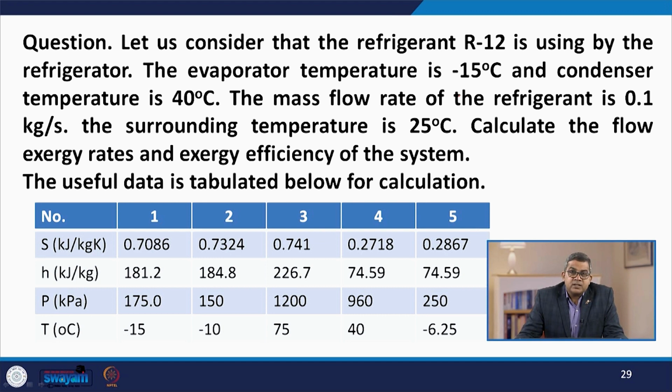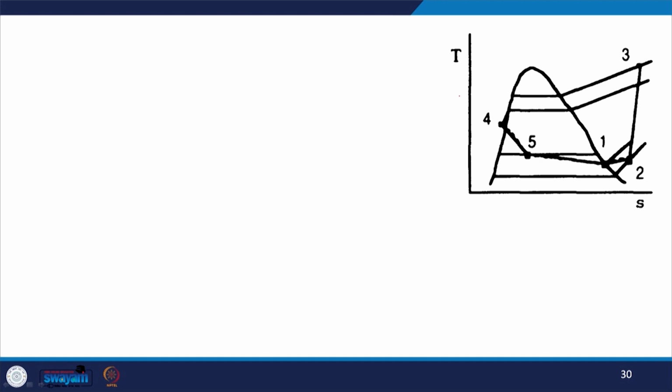Similarly, the pressure, represented in kilopascal, for stages 1, 2, 3, 4 and 5 is 175, 150, 1200, 960 and 250 respectively. Now for the temperature profile, in degrees Celsius: stage 1 has minus 15 degrees Celsius, stage 2 has minus 10, stage 3 75, and stage 4 has 40 degrees Celsius, and stage 5 has minus 6.25 degrees Celsius.